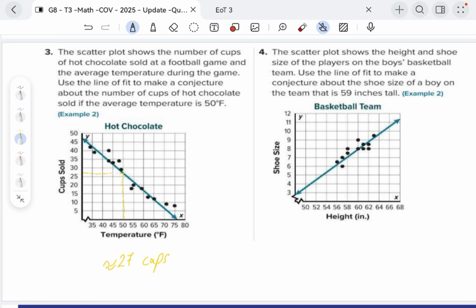Okay, now let's go for question number 4. Also, we're going to do the same. We're going to use the line of best fit to make a conjecture about the shoe size if a boy on the team is 59 inches tall. So the height is 59. It's somewhere here. The shoe size will be between 7 and 8. So it's approximately 7.5.